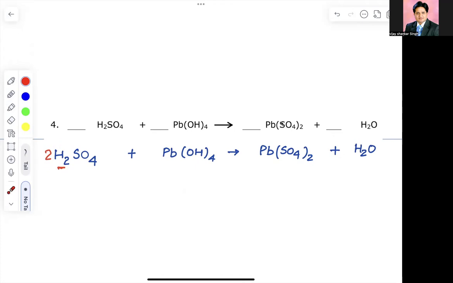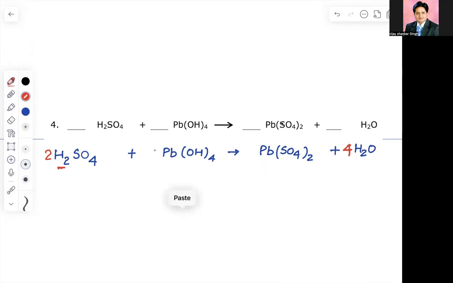So this is 4 and this is 4, that's 8. So we can put 4 here, and that will make our hydrogen atoms balance. So now hydrogen is 8 and hydrogen is 4 plus 4, that's 8. Sulfur is 2, sulfur is 2. Lead is 1, lead is 1, that's fine. Oxygen here is 8 and 4, 12. Here we have oxygen 8 and 4, 12. So we have got this equation balanced.